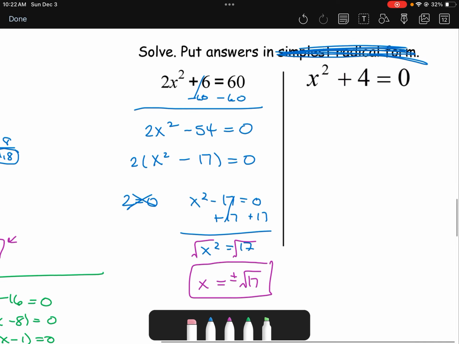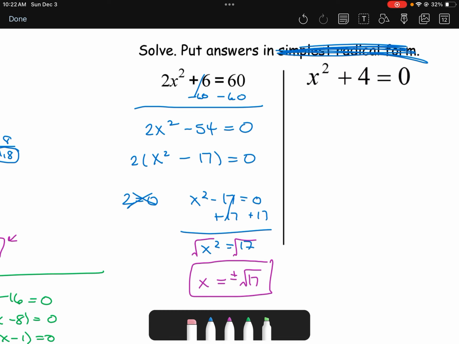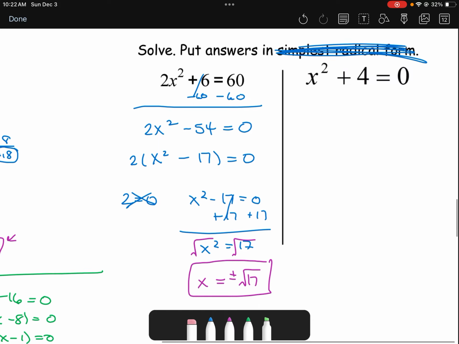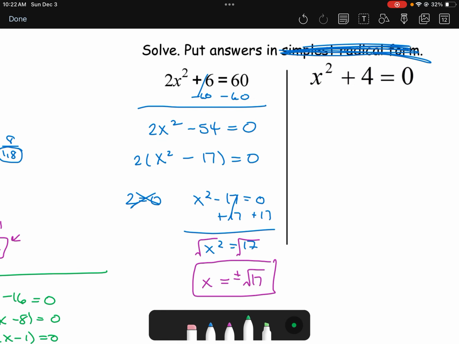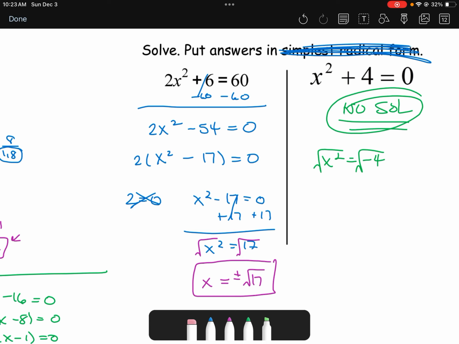Okay. And then this one here, x squared plus 4 is equal to 0. This one doesn't actually, there is no solution to this one, and I'll show you why. So there's no solution. The reason why, if you don't have a b value with this one, so there's no b value, you can just move the number over. You cannot take the square root of a negative number, so that is just no solution.